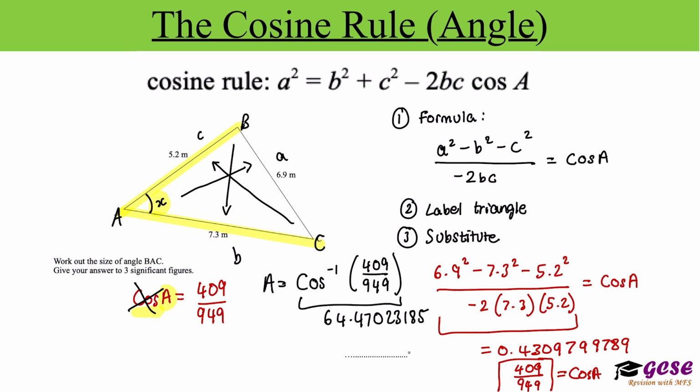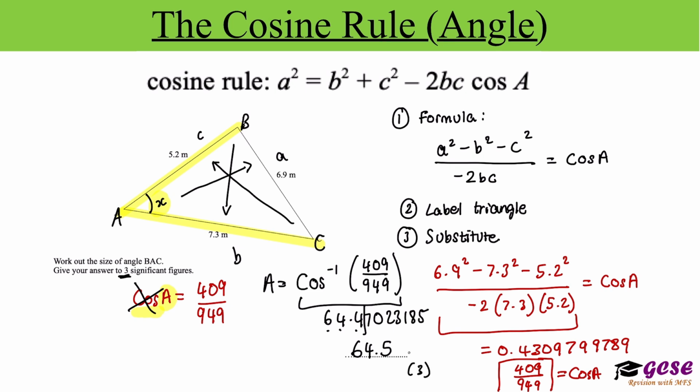64.470238185, and it does say to 3 significant figures. So we're going to count 1, 2, 3, cut it off there. 7 rounds up, so we're going to increase 4 by 1. So it's going to be 64.5 degrees. And again, a question like this would be worth around 3 marks in an exam.